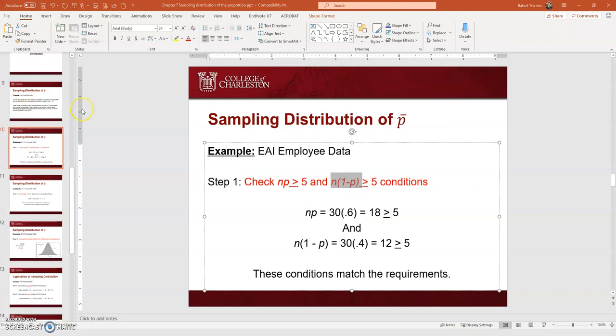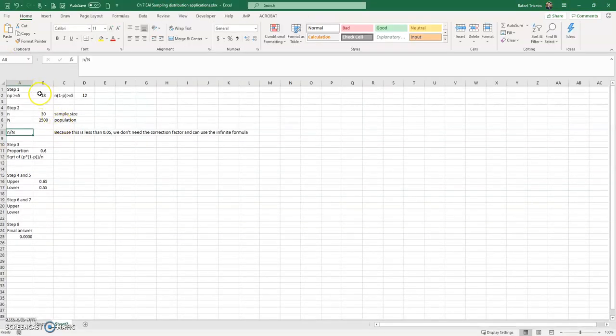I have to check these conditions here. So let's do this. First step. These are the conditions. So what I have to do is the sample size 30 multiplied by the proportion here, which is 0.6. That's the condition. 18. So this one matches. Let's see this one. So I have n, the sample size, 30 multiplied by open parentheses 1 minus the proportion, 0.6, close parentheses, and I match this condition.